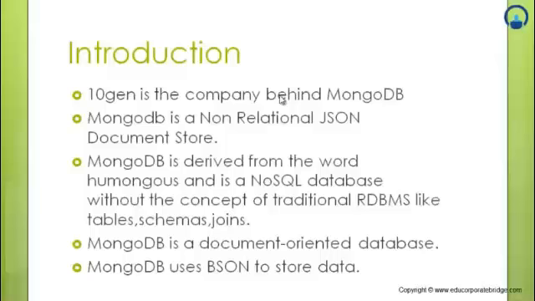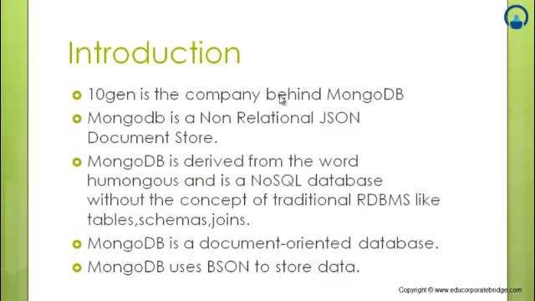Now just a basic introduction of MongoDB. MongoDB was made by a company known as 10gen, and since MongoDB became very popular, the company got renamed as MongoDB. Now the company's name is MongoDB and no more 10gen. So it is a non-relational JSON document store. They don't refer to it as a database, but more of a document store.